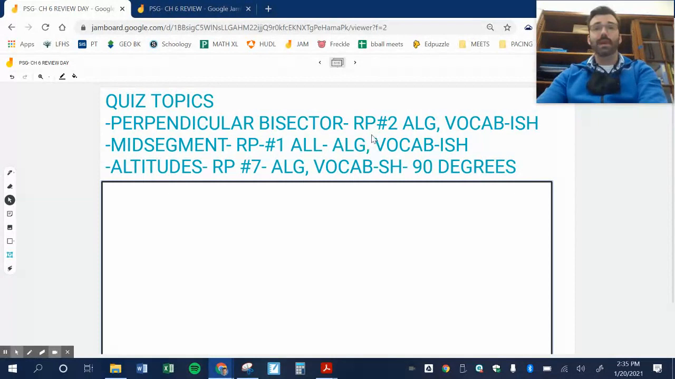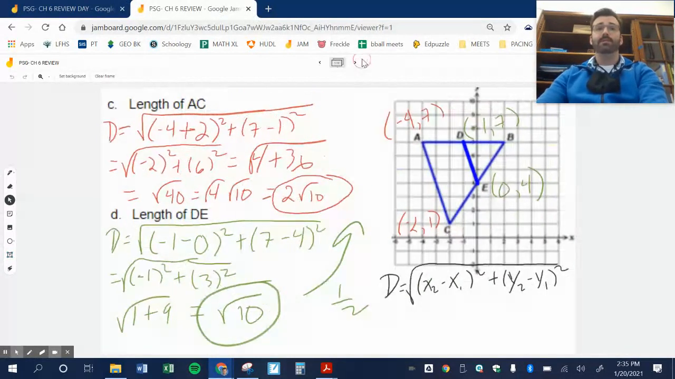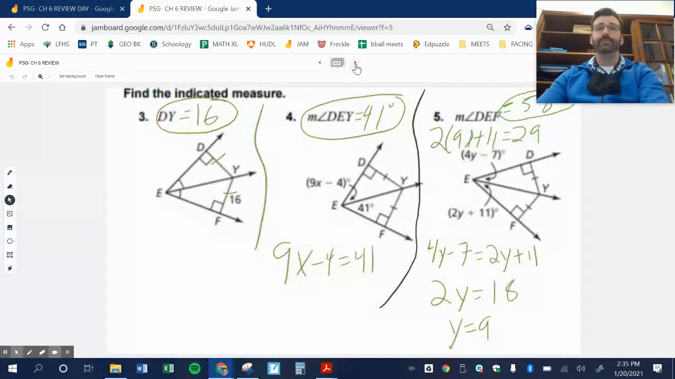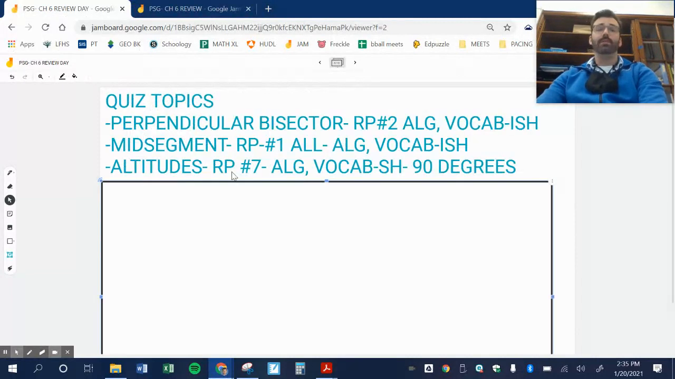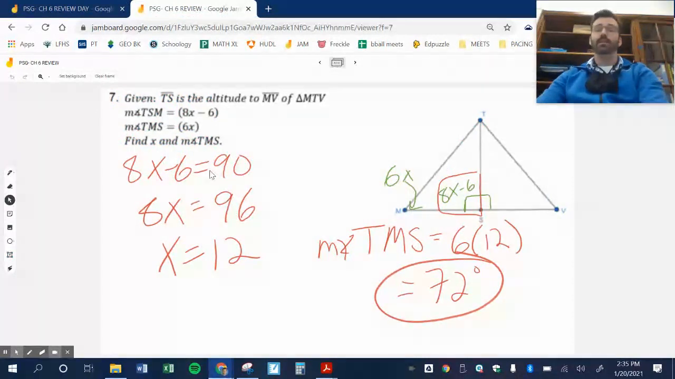Altitudes. What do altitudes create? Again, this is review packet number 7. If I go to number 7 here, we're looking at problems like this. This would be the algebra type stuff that you could see on Friday. But what do altitudes create? That's more of a vocab question. They create these two right angles here, or the fact that MST has a measure of 90 degrees. That's something you could use for a vocab type question. Algebra, this would be the algebra part. Vocab, what does it create? It creates a right angle.